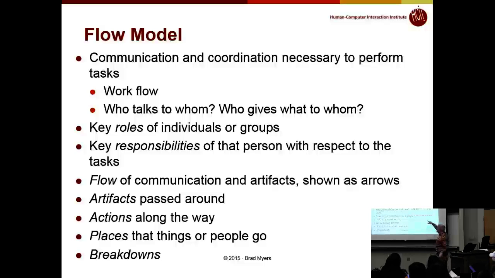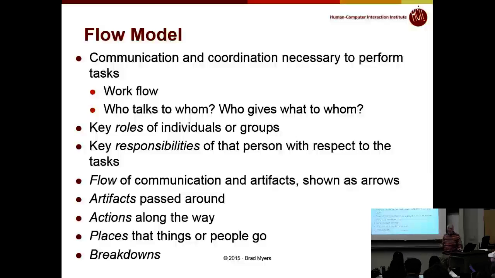And the key thing you're trying to catch are the key roles, the key people involved, and the flow of communication between them. And to the extent that any physical thing is used, that's called an artifact, then you would put that on the diagram as a box. So people are circles and stuff are boxes.